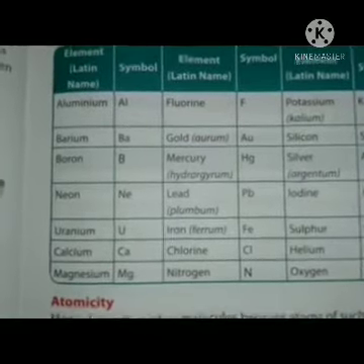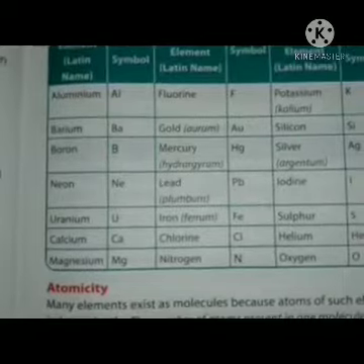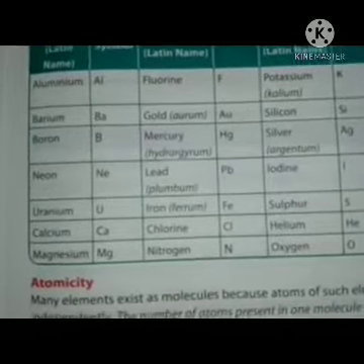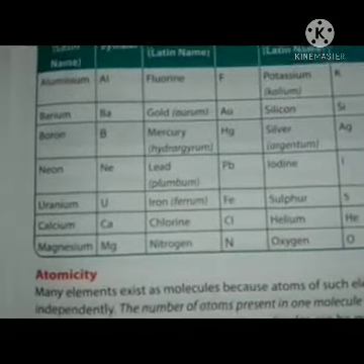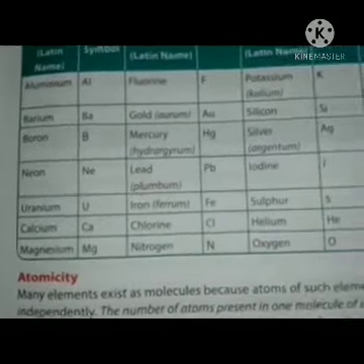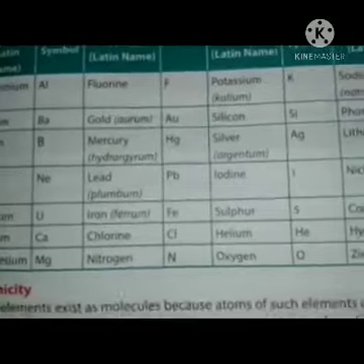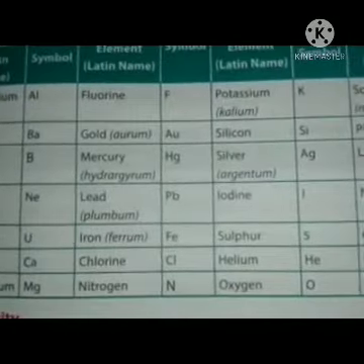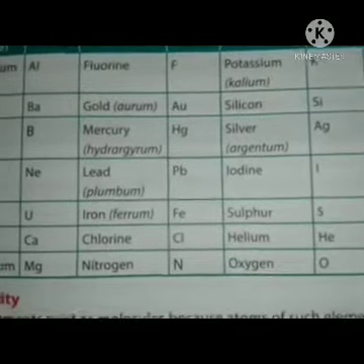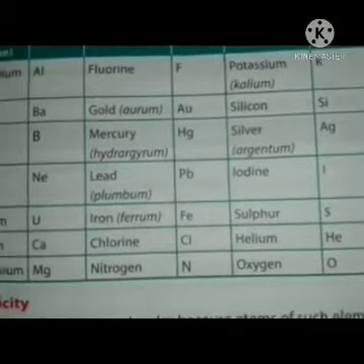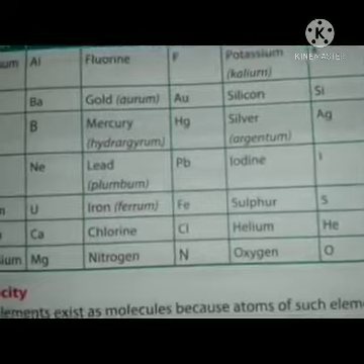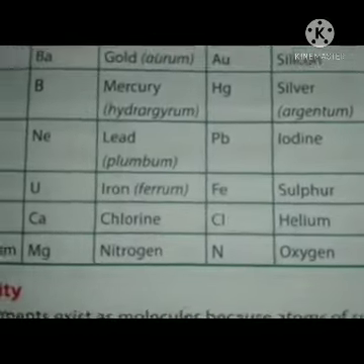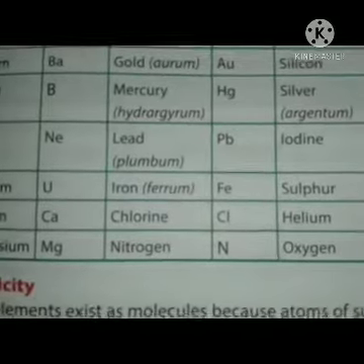Aluminium symbol is Al. Barium symbol is Ba. Boron symbol is B. Neon symbol is Ne. Uranium symbol is U. Calcium symbol is Ca. Magnesium symbol is Mg. Similarly, fluorine is F. Gold is called aurum in Latin, that's why the symbol is Au. Mercury is called hydrargyrum in Latin, so it is called Hg. Lead is called plumbum in Latin, so it is called Pb. Iron is called ferrum in Latin, so it is Fe.